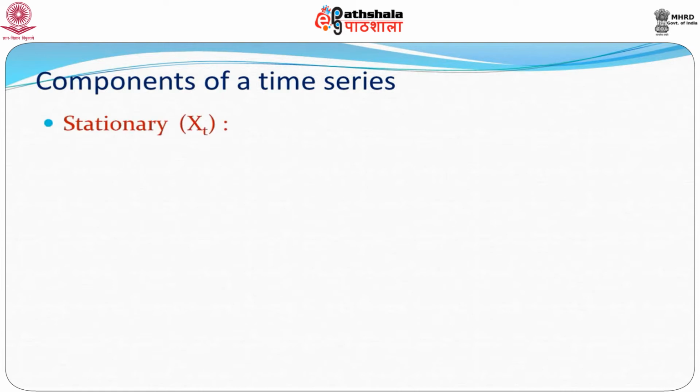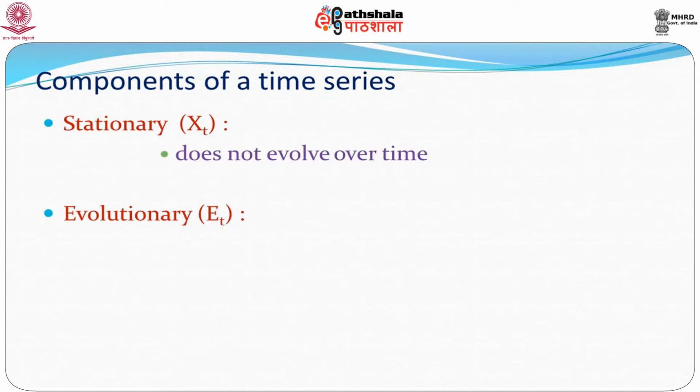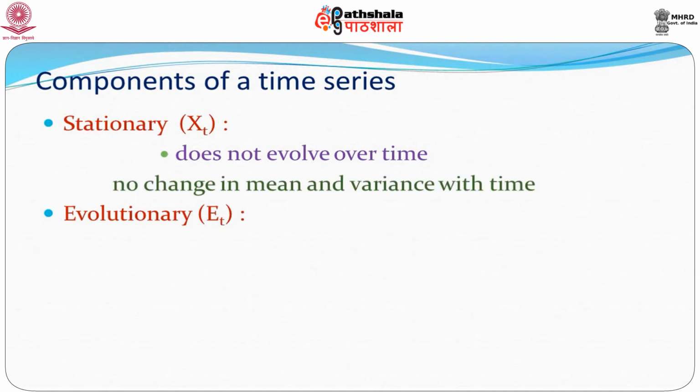The components of a time series are primarily stationary and evolutionary. So, we will say that x t is stationary and we will denote by E t the evolutionary component. What is stationarity? It means the time series does not evolve over time. It moves with time, but does not change in the mean and variance with time. So, there is no change in the mean and the variability with time. There would be a random component always involved, but that does not change the basic structure of the series.